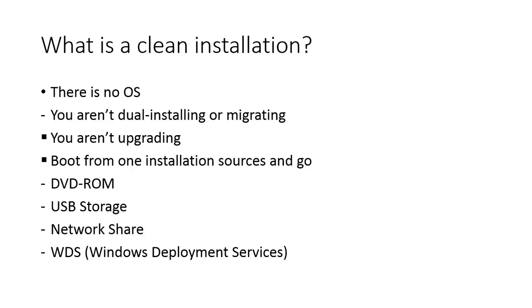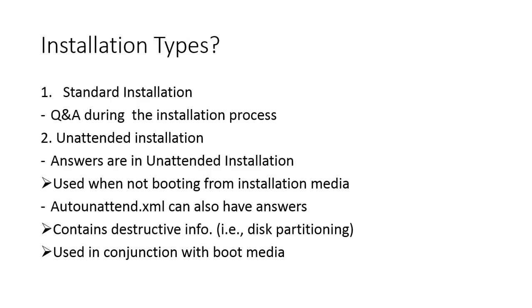Of course, in the last video we already studied the sources. If you want to check that out, go to my channel and you'll find the Windows 7 installation sources. Of course there are some audio issues, but anyway that will be figured out later. So you can boot from one of these installation sources and go. That means you can boot from DVD-ROM, USB storage or hard drive, network share, and WDS, Windows Deployment Services, which we will be studying later.